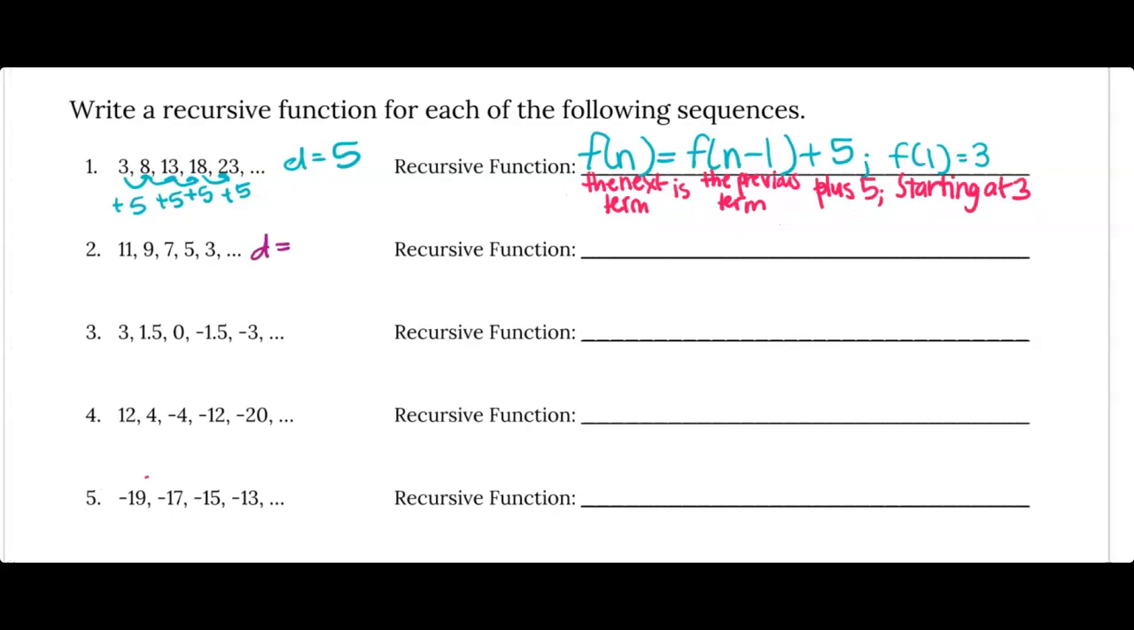Now let's look at number 2. Once again, I first need to find my D value. So I'm going to start at 11, and to get from 11 to 9, I know that I'm minusing 2. To get from 9 to 7, I minus 2. 7 to 5, I minus 2. And 5 to 3, I minus 2. Remembering to draw back on doing 9 minus 11 equals negative 2 if you're struggling to find your D value. Once I have that, I can write in my recursive form. So listen to my words as I write the pieces. The next term is the previous term minus 2 starting at 3.